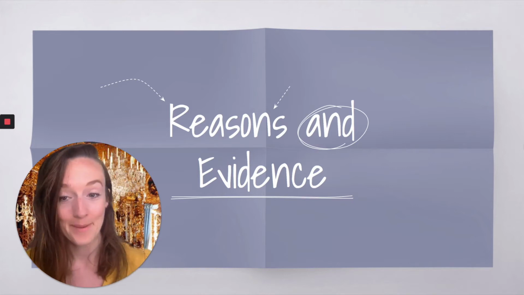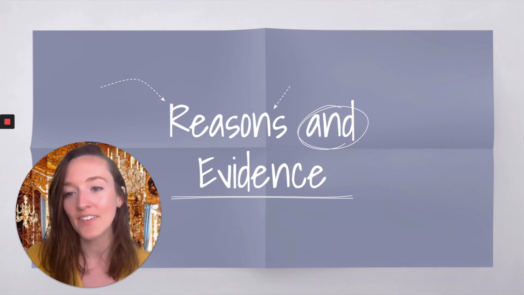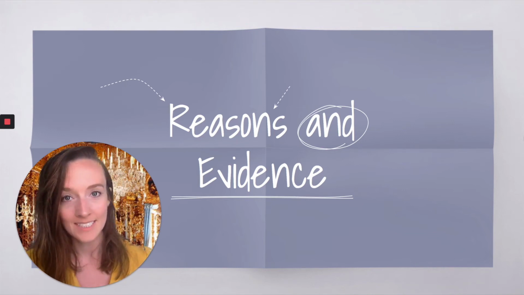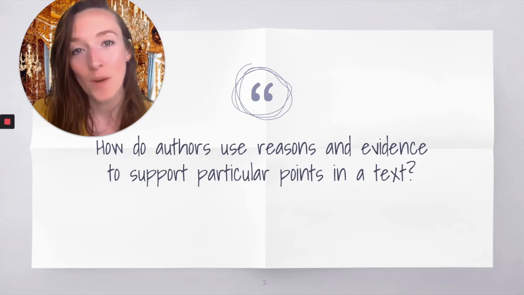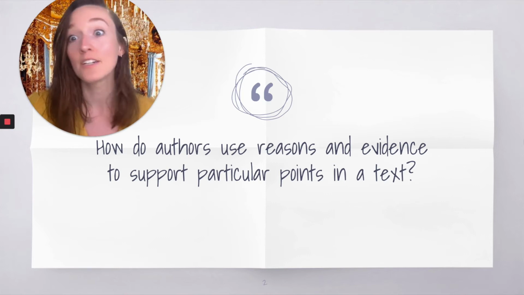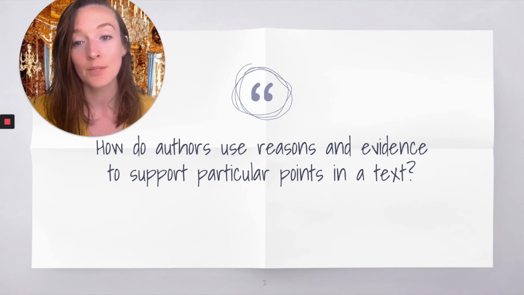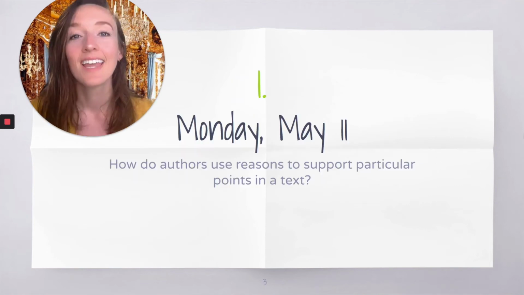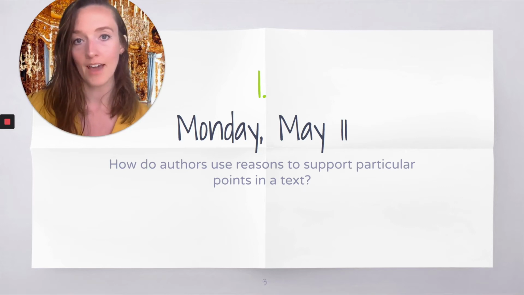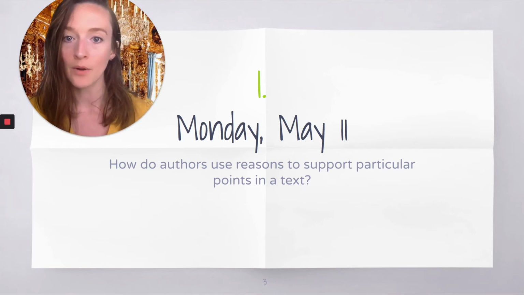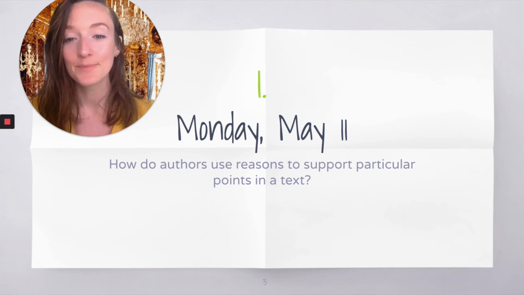It's making a lot of noise, but we've got to get this done. So this week we are learning about reasons and evidence, finding an author's reasons for their argument and then evidence to support those reasons. The essential question for this unit is how do authors use reasons and evidence to support particular points in a text? Today, we're focusing just on the reason portion of that. We'll leave evidence for tomorrow. Today, we're looking at how authors use reasons to support their points in a text.